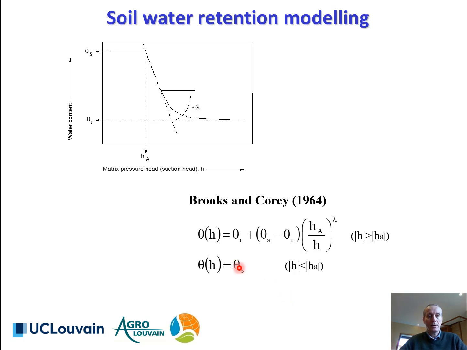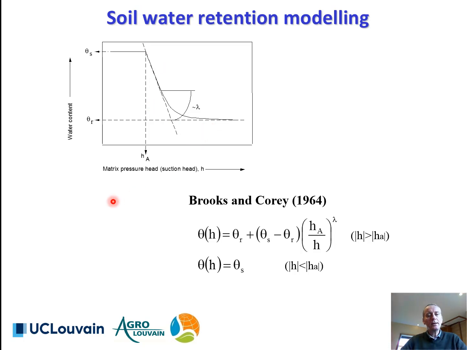With the Brooks and Corey model, we are able to parameterize the nonlinear retention curve with four parameters: the saturated water content, theta S, which corresponds nearly to the soil porosity; the residual water content, theta R; Hi, the critical suction head; and lambda, the slope of the retention curve.